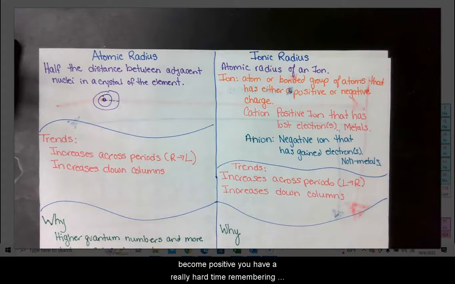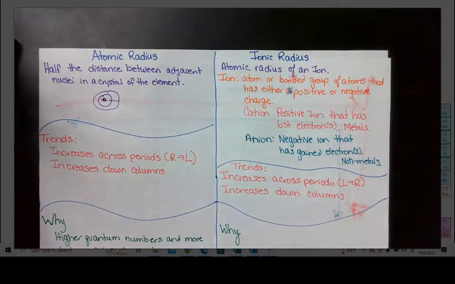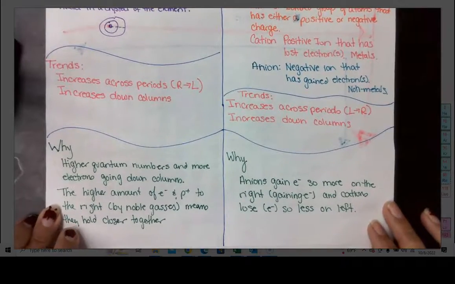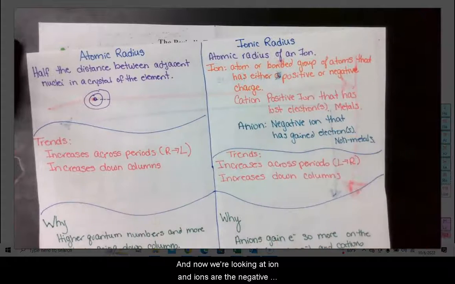If you have a really hard time remembering that, remember the old musical Cat on a Hot Tin Roof. You have cat on a tin roof. Cat is positive and tin is metal. Two go together in that musical. Okay, sorry. And now we're looking at ions.